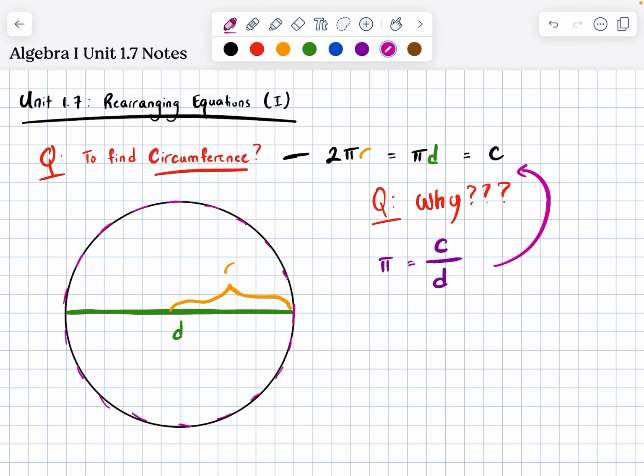Well, here, all I need to do: the thing connected to the c, well, that's the diameter. How is it connected? By this fraction bar. And a fraction bar is just division. Well, if I want to undo division by this variable d, let me use multiplication by this variable d. Multiplication, division, they undo each other, and I'm left with pi times d equals c.